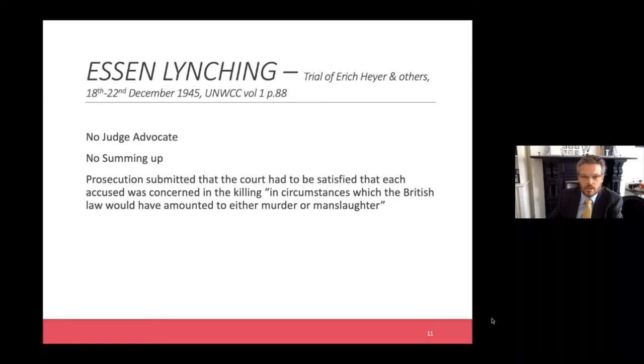It cannot be said with any conviction that the Essen Lynching case was anything other than a JCE1 case. The lynching was not outside the common criminal purpose.